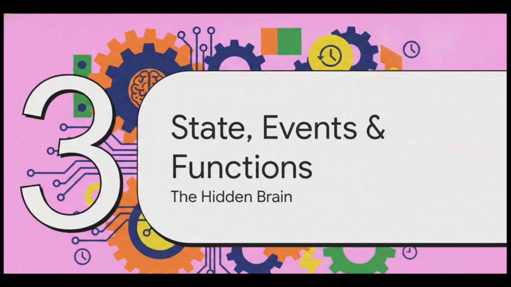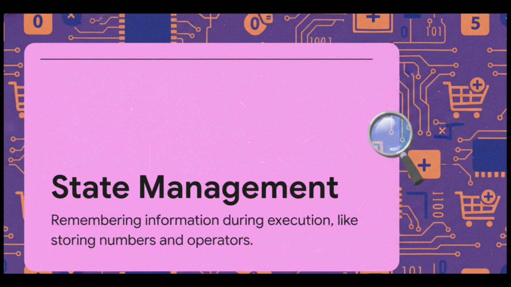Section 3. State, events, and functions. Okay, so we've got the app looking good. Now we need to talk about its hidden brain. Let's talk about state management. This is a vital concept. State really just means remembering information during execution.